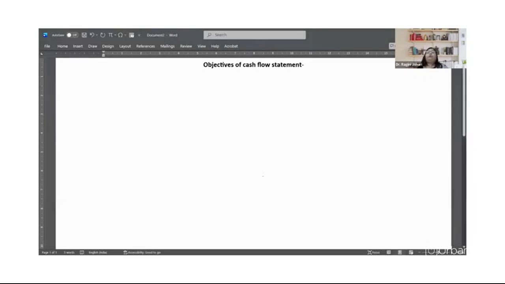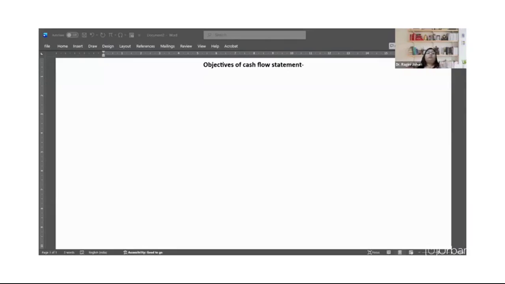Students, I have already told you about the cash flow statement, the rationale of cash flow statement, and also that it is one of the essential financial statements which are prepared by a company. So now let me tell you more about this cash flow statement, and majorly I'll be talking about the objective first.